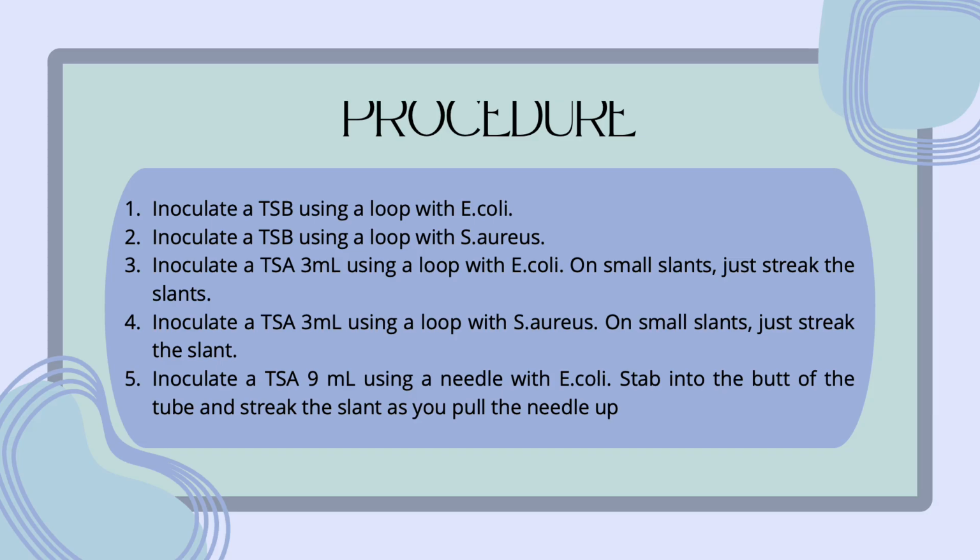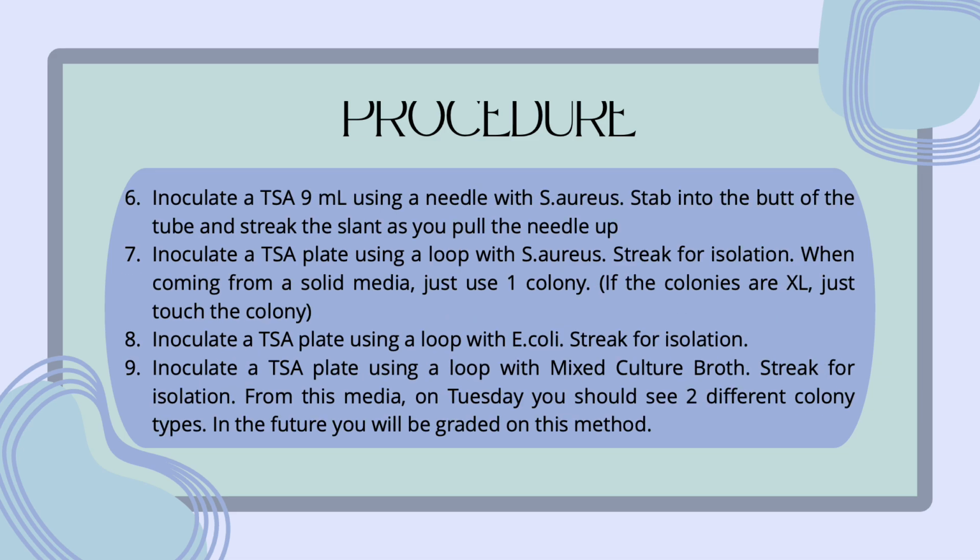Step 5. Inoculate a TSA 9 milliliter using a needle with E. coli. Stab into the butt of the tube and streak the slant as you pull the needle up. Step 6. Inoculate a TSA 9 milliliter using a needle with S. aureus. Stab into the butt of the tube and streak the slant as you pull the needle up.